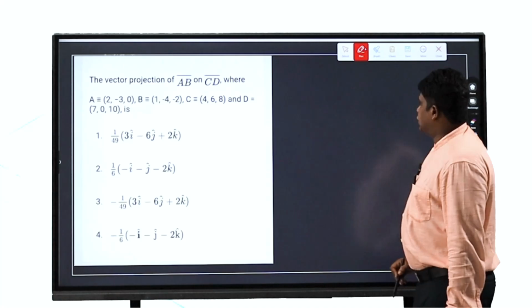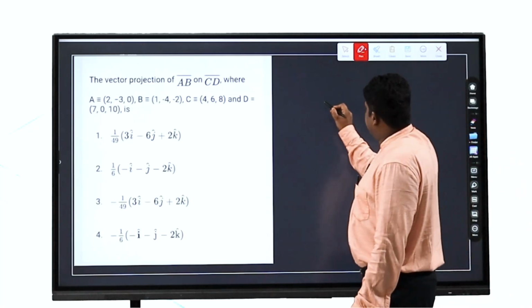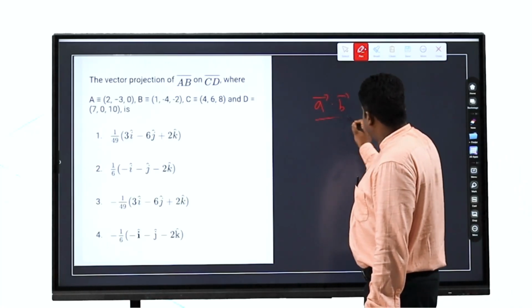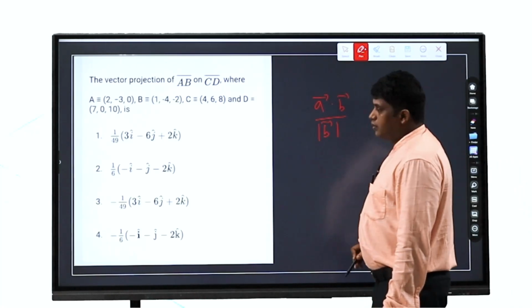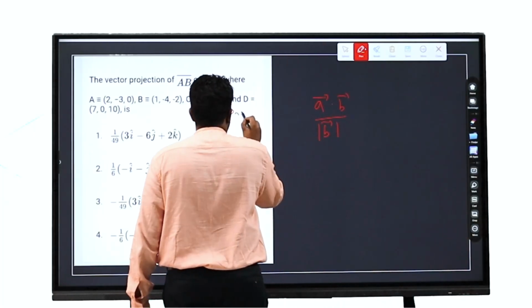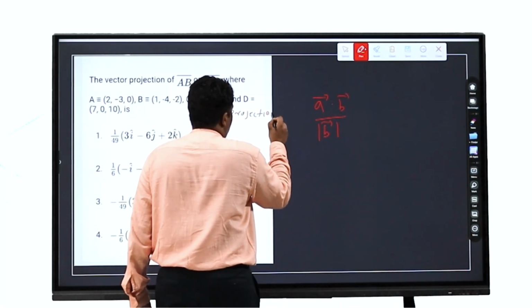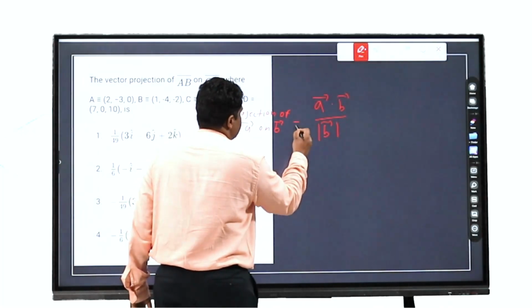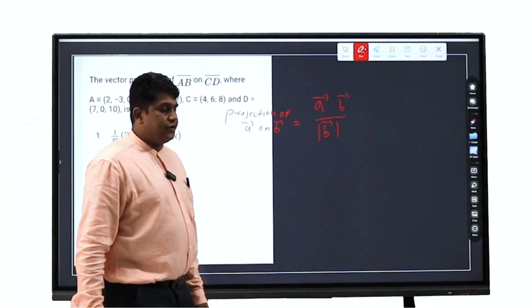Then what is vector projection? We have the projection of A on B is equal to A dot B divided by the magnitude of B. That is, the projection of A on B is given by A dot B divided by the magnitude of B.